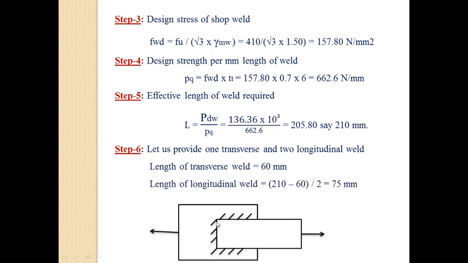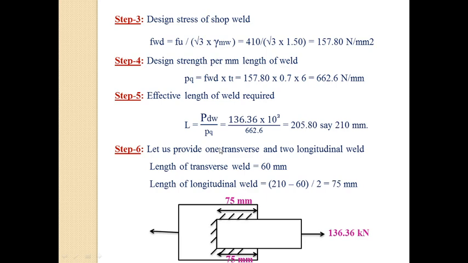Okay, that is the minimum plate size, that is 60 mm. So transverse weld is equal to 60 mm, and length of this longitudinal weld is equal to 210 total weld length minus this transverse weld, that is 60 mm, divided by 2, that is 75 mm on both sides. So we are here providing two longitudinal welds, that is 75 mm by 75 mm, and one transverse weld, that is 60 mm, that is total 210 mm.